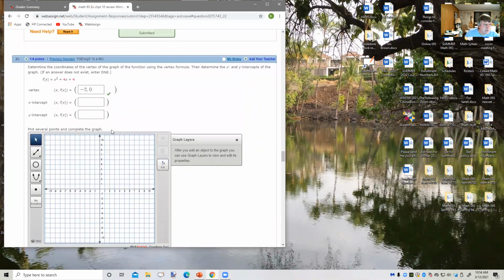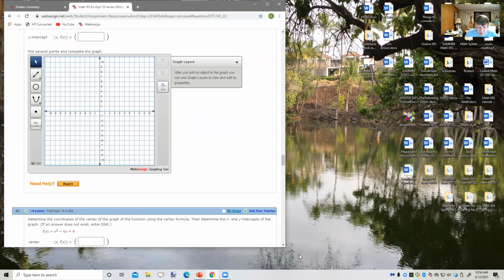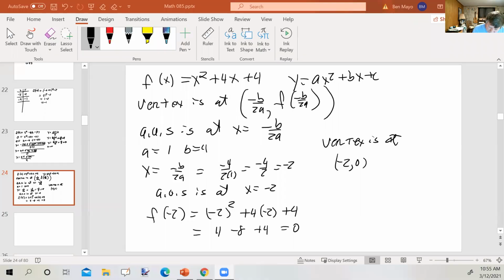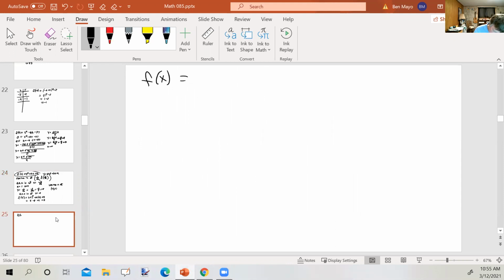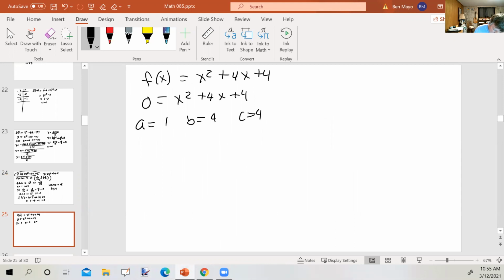That's correct. Now, to find the x-intercept or x-intercepts, we set y equal to 0. Okay, so let's go back. And let's recopy this equation where we've got more room to work. f of x equals x squared plus 4x plus 4. So if we set y equal to 0, we've got this. To solve this, we'll use the quadratic formula. So a is 1, b is 4, and c is 4.